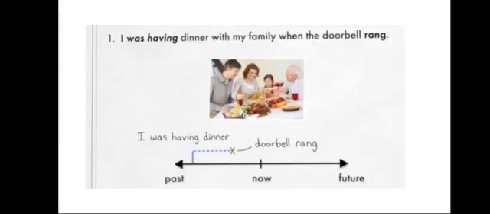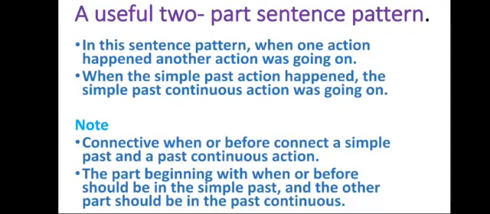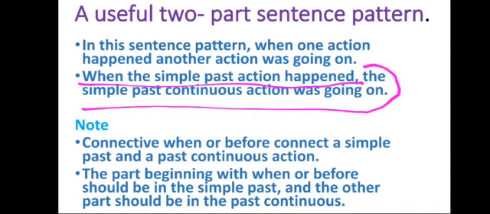So let us take another example. I was having dinner with my family when the doorbell rang. Now see, if we see this action on the timeline, we see that in the past one action was going on. What was that action? I was having dinner. And that time the doorbell rang. When the doorbell rang. Understood? Let's repeat again. When the simple past action happened, that means when the doorbell rang, the past continuous action was going on. And what was that action? That I was having dinner with my family.